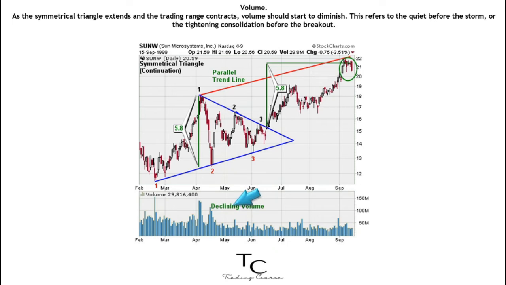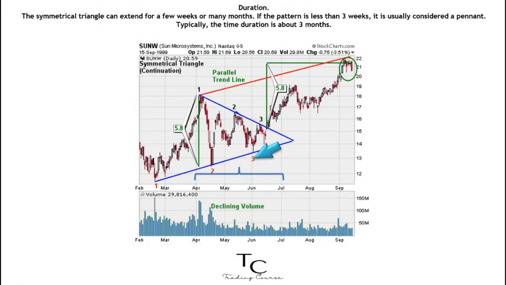Volume. As the symmetrical triangle extends and the trading range contracts, volume should start to diminish. This refers to the quiet before the storm, or the tightening consolidation before the breakout. Duration. The symmetrical triangle can extend for a few weeks or many months. If the pattern is less than 3 weeks, it is usually considered a pennant. Typically, the time duration is about 3 months.